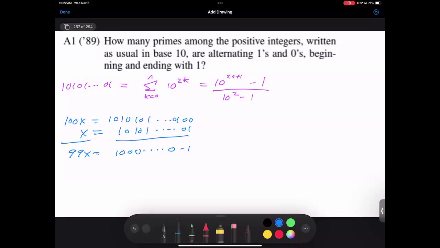So again, you might have seen something like this when you're looking at what is 0.9999, what's 0.9 repeating. You multiply by 10, subtract, and everything cancels. So, okay. Can you factor 10 to the 2n plus 1 minus 1?